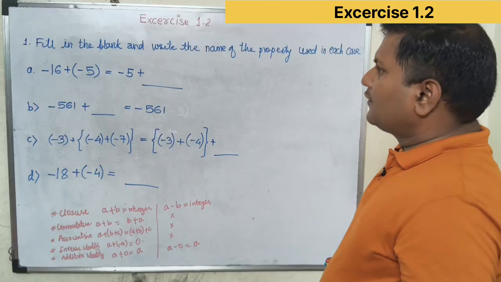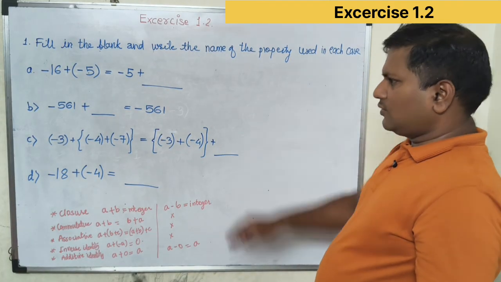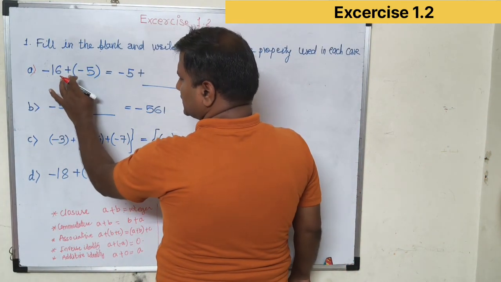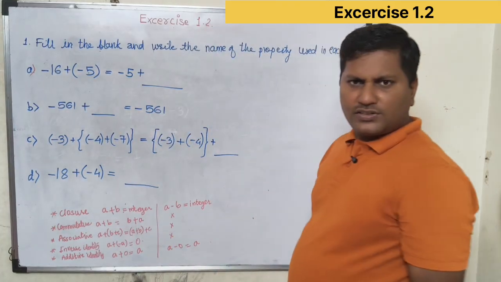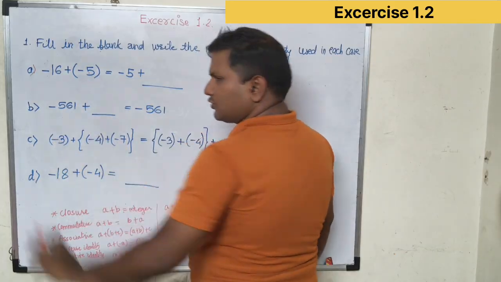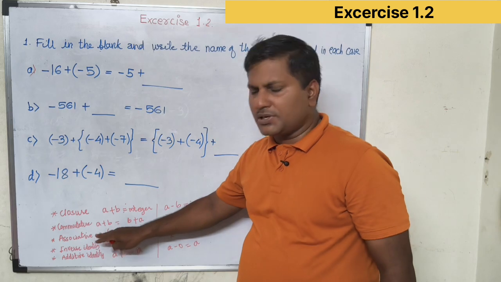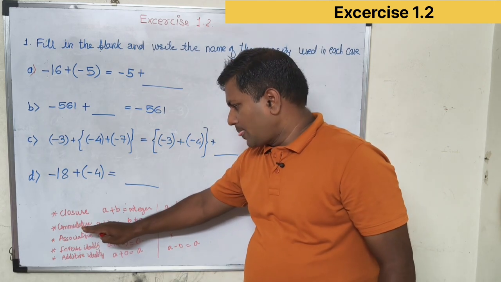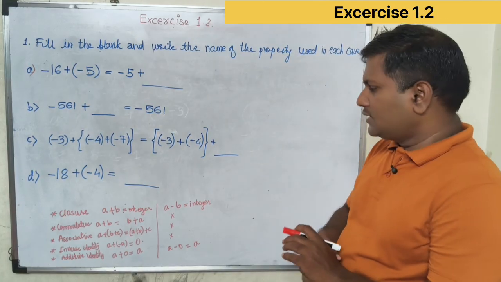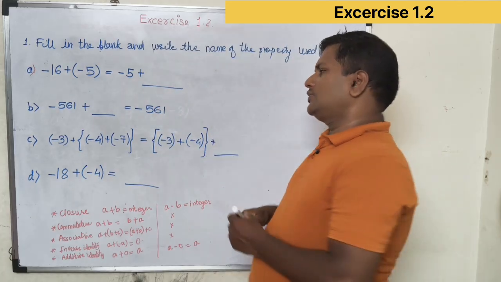So question 1: fill in the blanks and write the name of the property used in each case. First one: minus 16 plus minus 5 is equal to minus 5 plus blank. This is changing their position, they are changing places. So which property changes places? Yes, the commutative property, that is a plus b is equal to b plus a. So this is minus 5.